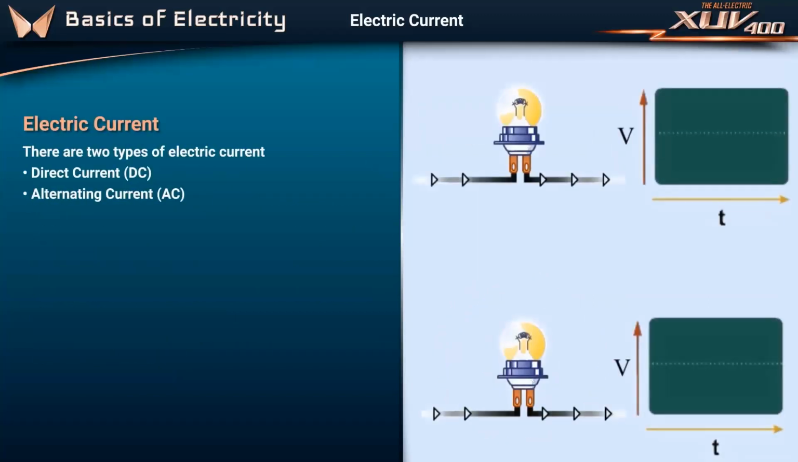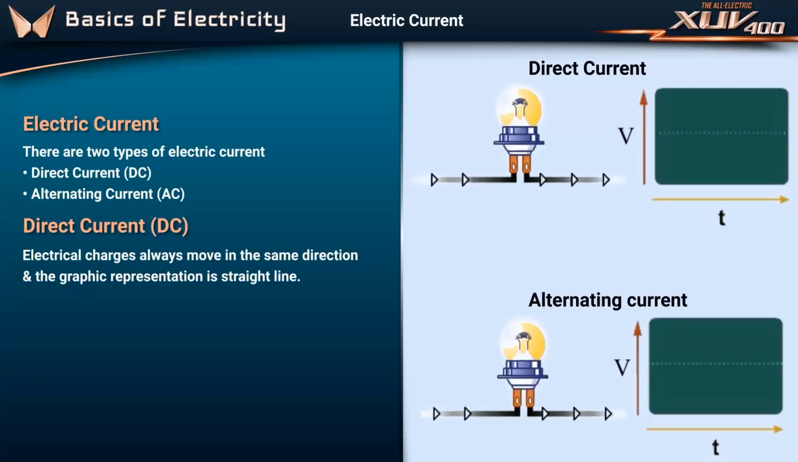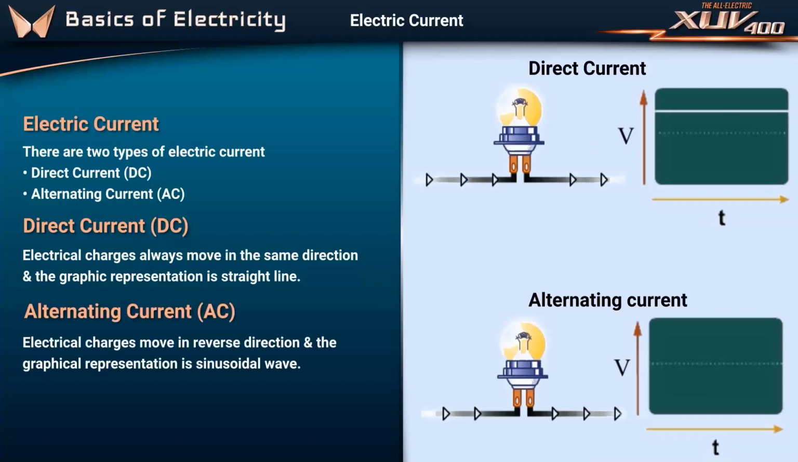Electric current. There are two types of electric current: direct current and alternating current. Direct current. Electrical charges always move in the same direction and the graphical representation is a straight line. Alternating current. Electrical charges move in reverse direction and the graphical representation is a sinusoidal wave.